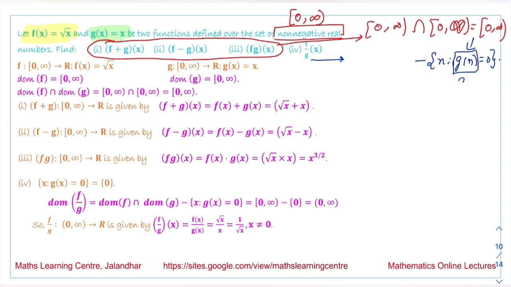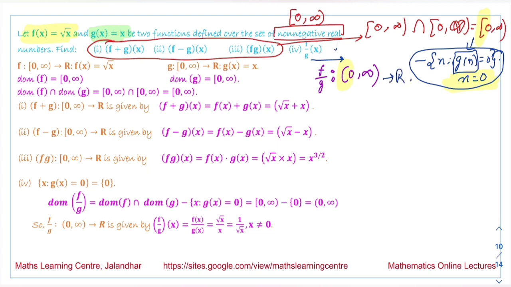Gx has the value x equal to 0. It means we have to remove the point 0 from it. Removing the point 0 means now the domain of f by g will be the open interval 0 to infinity. In the earlier case, the interval is closed; in this case, the interval is open, and the codomain is equal to R.